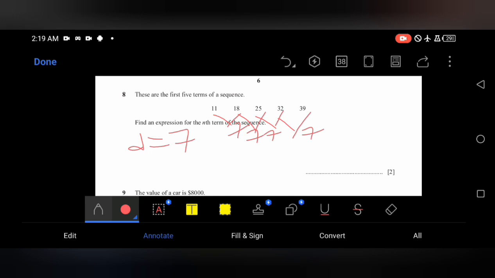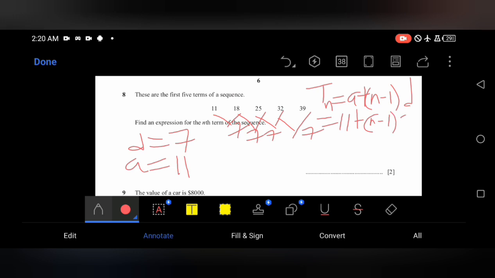And what's the first term from here? The first term, which is a, is 11. Now we need to determine the n-th term of the sequence. That's Tn. What's the formula for finding the n-th term of a sequence? a plus (n minus 1)d. So in this case, we need to substitute a. What's the value of a? 11. Then (n minus 1) in brackets, times d, which is 7. Then we expand the bracket. We have 11 plus this 7 we have here.